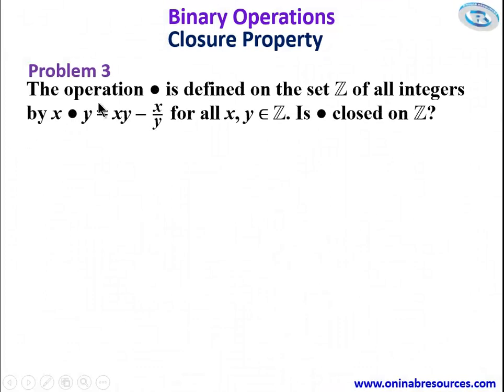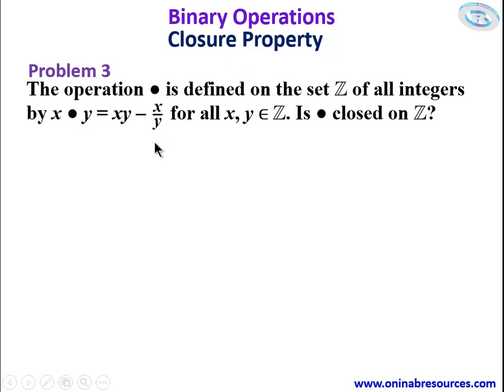For problem 3, the operation dot is defined on the set Z of all integers by x operation y is equal to xy minus x over y for all x, y in Z. Is the operation dot closed on Z? By inspection, we can easily see that the operation is defined on 3 operations. We have multiplication, subtraction, and division.